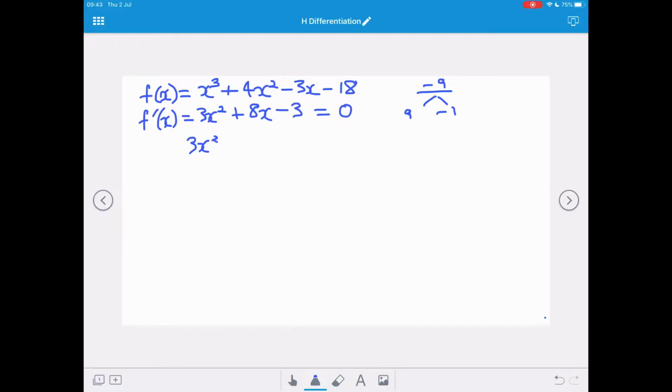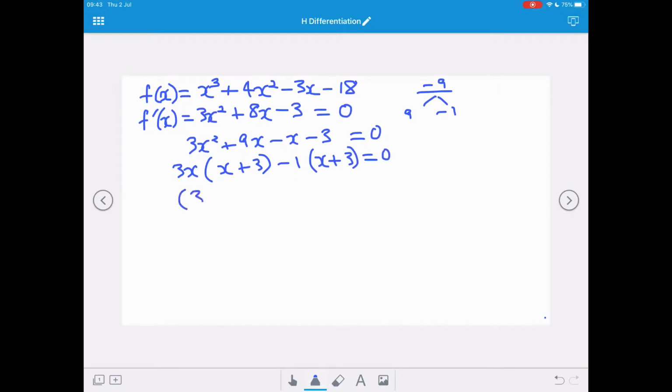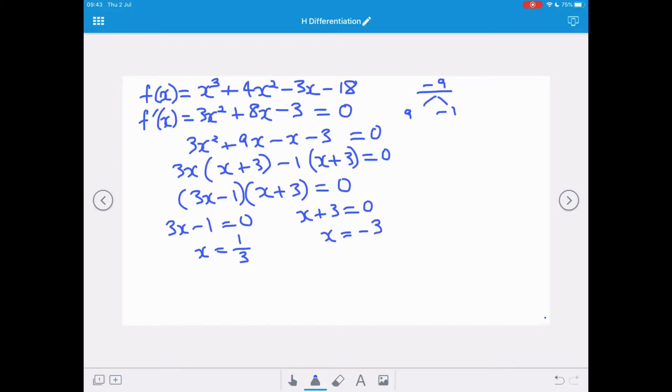And we're going to substitute that back in. So we've got 3x squared plus 9x minus x minus 3 equals 0. We're going to factorise the first two terms, so 3x upon x plus 3 minus 1 upon x plus 3 equals 0. So our brackets are 3x minus 1 upon x plus 3 equals 0. So to find our stationary points, we've got one stationary point at x equals a third, and we've got another stationary point that we already know about because it's one of our roots at x equals negative 3.